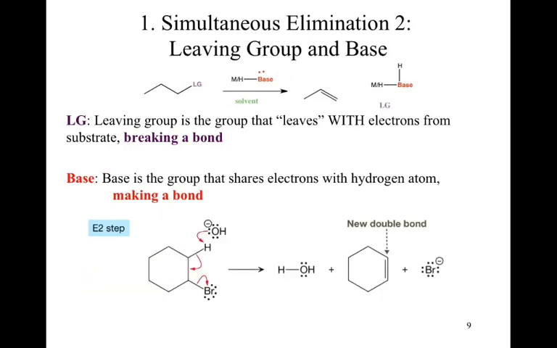What do we got? Elimination. Elimination, you'll notice, follows very similar patterns. We still have a leaving group, but now instead of saying a nucleophile, we have a base. Why do we need a base? Well, what supplies the electrons to make the pi bond? A pi bond needs 4 electrons between our 2 carbon atoms. Right now, there's only 2 electrons there. We need to have 4.